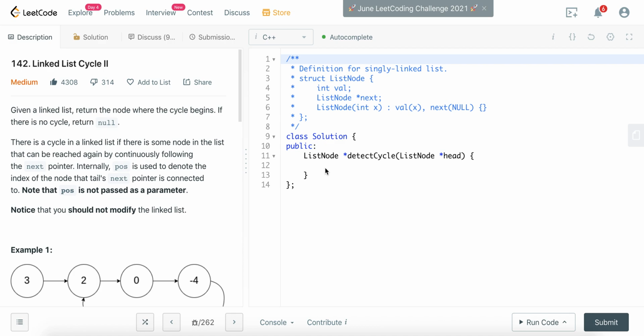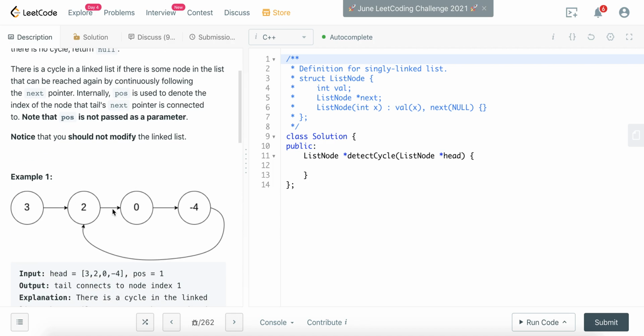Welcome back. This is, as promised, the linked list cycle 2. So we are still given a linked list and we want to return the node where the cycle begins. So not only do we need to determine whether there's a cycle, we want to return the node if there's a cycle. And if there's no cycle, we just return a null pointer. So it's a little bit more tricky than the previous one.